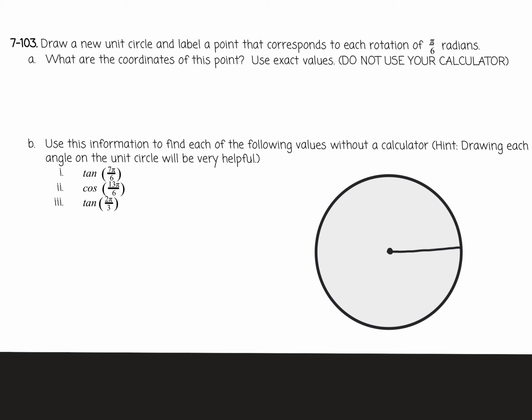So let's look at number 7103. I have a unit circle drawn below, and I'm going to label a point that corresponds to each rotation of pi over 6 radians. And I'm doing this below the problem because I don't have as much room otherwise. Pi over 6 radians would be maybe right about here. So this point, let me do this in red here, would be pi over 6 radians. We could do the other points here.